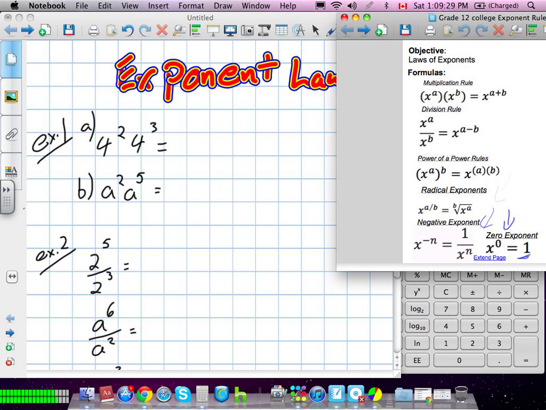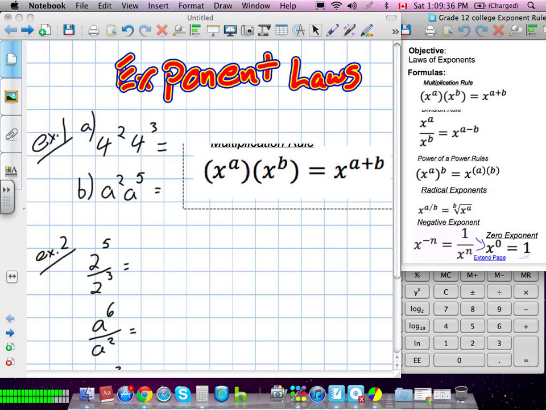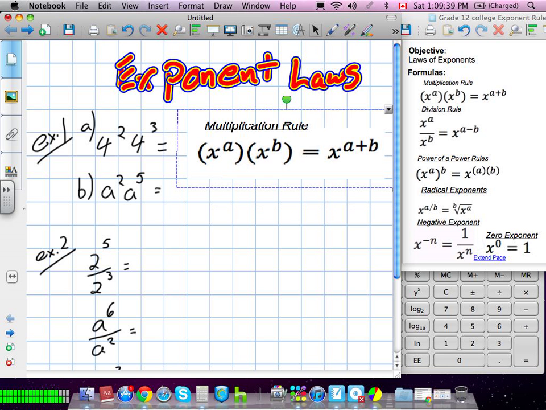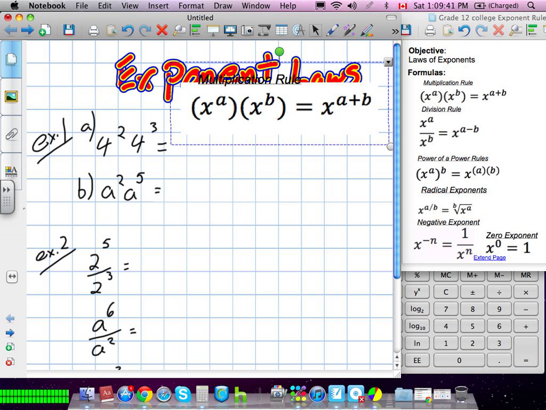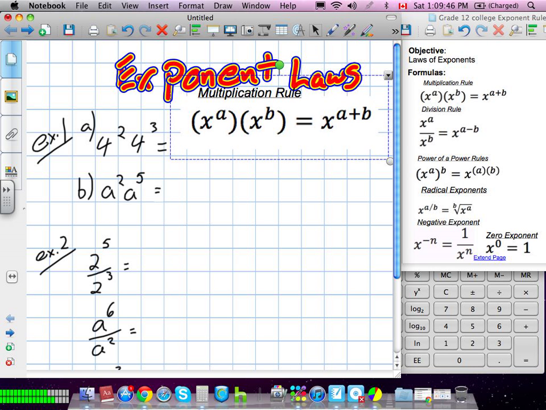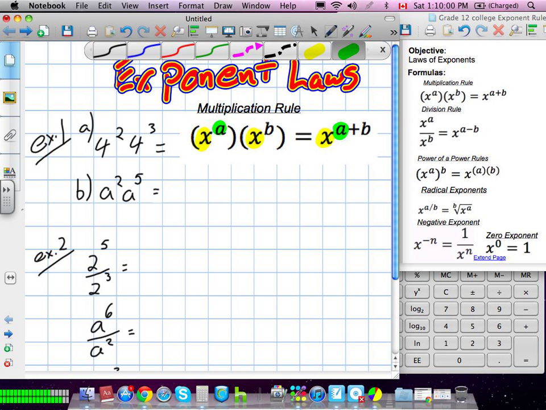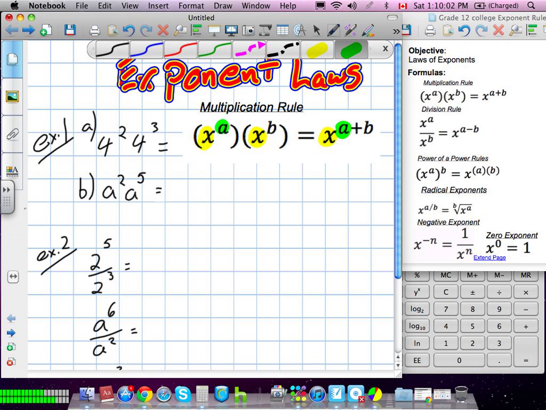Okay. So our first rule is the multiplication rule. Let's bring that over. Big rule here. What it says is, when the bases are the same, so x and x, we can simplify by writing just that one base and adding the two exponents together. So we just add the two together.